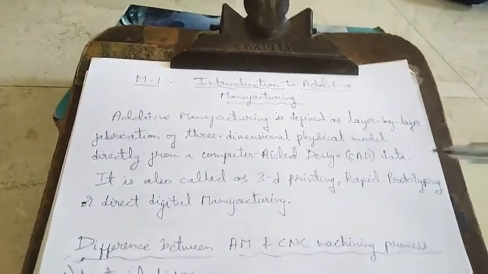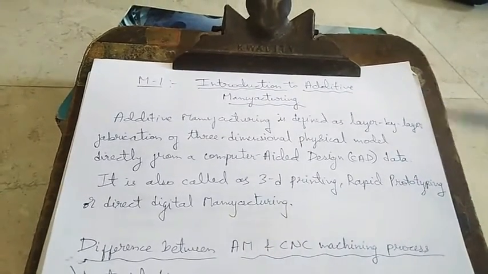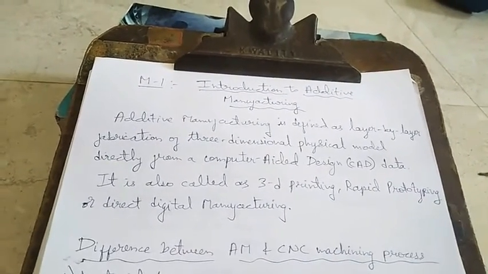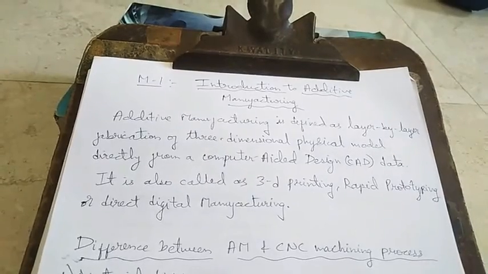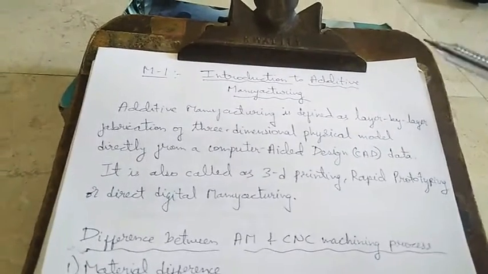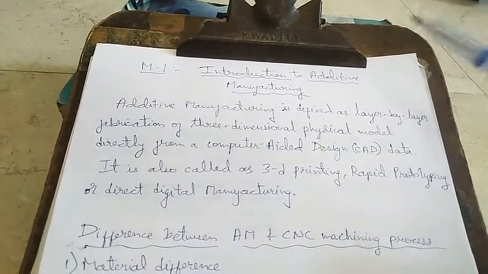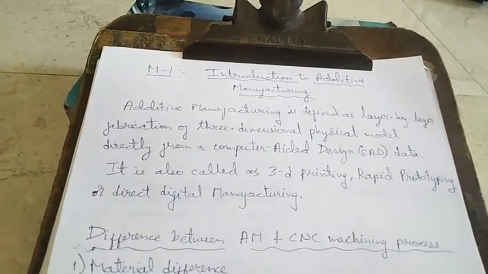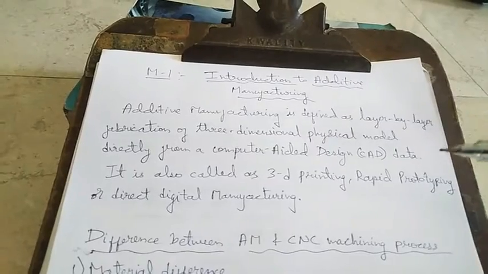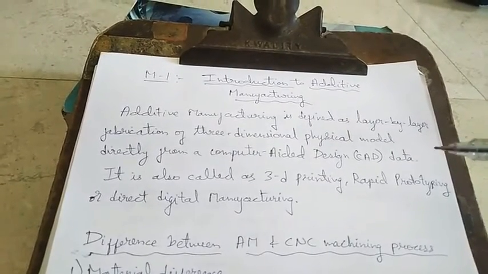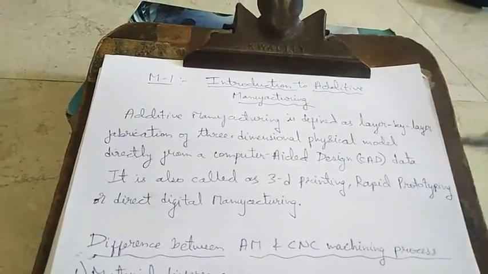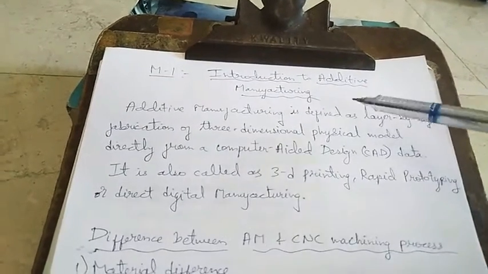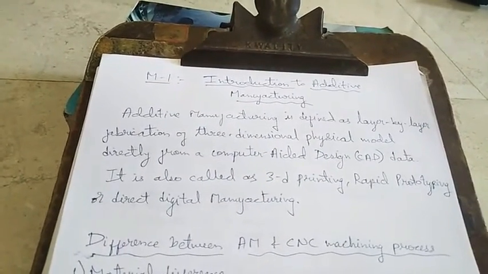So this is a new technology. This was coined in the year 1970 and above. The first impression in order to manufacture 3D objects was started in the year 1970, and after 1970 additive manufacturing gradually evolved over a period of time.